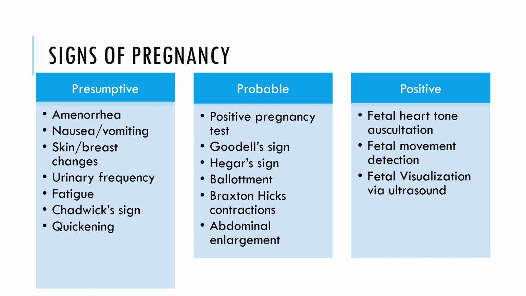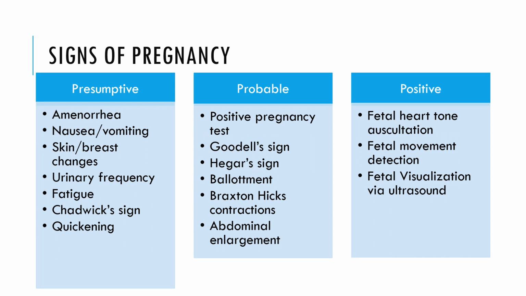So your presumptive signs of pregnancy are going to be those subjective changes that the woman is going to report. Amenorrhea, meaning that she has not had a menstrual cycle, she has missed a menstrual cycle. She may come in stating she's got nausea, vomiting. They may be fatigued. They may report urinary frequency. You've also got breast changes and skin changes.